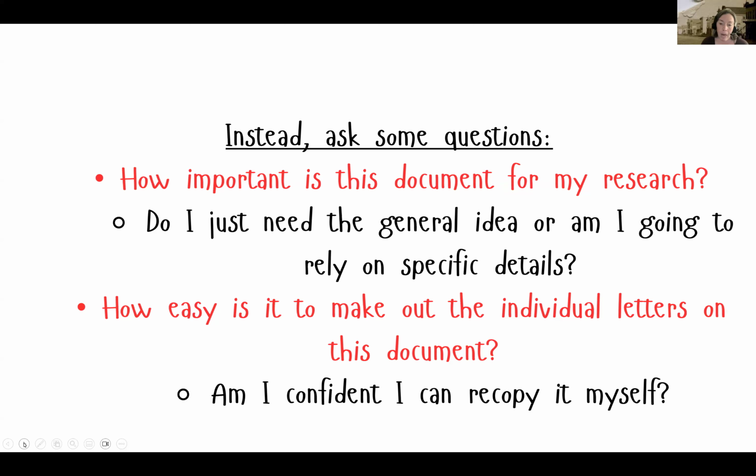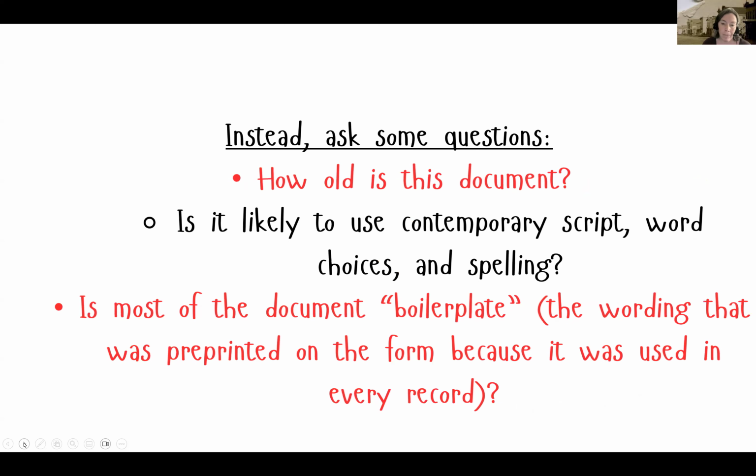How easy is it to make out the individual letters on this document? Am I confident I can recopy it myself? That's that transcription issue we were talking about earlier. How old is this document? Is it likely to use contemporary script, word choices, and spelling? If you've ever tried to translate a pre-World War II German document, you understand why this might be a problem. Is most of the document boilerplate, the wording that was pre-printed on the form because it was used in every record? If so, the language is probably pretty standard.